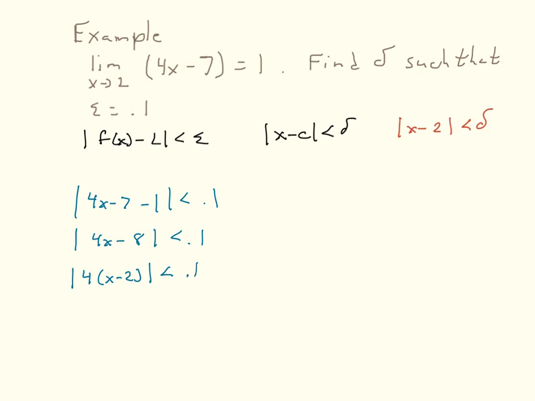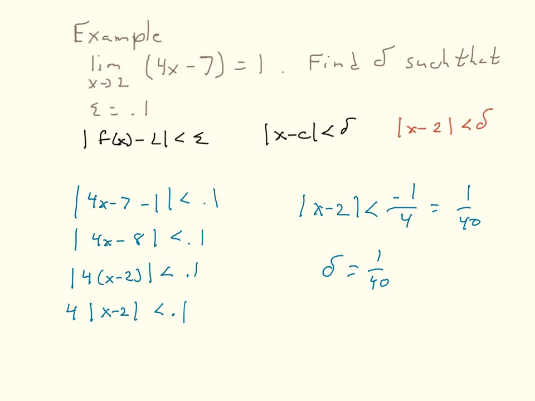And I can also pull that out, so it'd be 4 times the absolute value of x minus 2 is less than 0.1. And then solving for that, I get that the absolute value of x minus 2 is less than 0.1 divided by 4, which, since 0.1 is 1/10, simplifies to 1 over 40. So for this particular problem, when epsilon is 0.1, I can use delta equal to 1 over 40 to go through and say that, okay, that limit does exist.